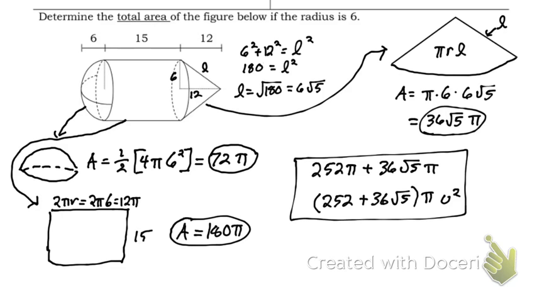Yes, Cam? When do you use the pi times radius times length? Pi times radius times length, whenever you have an area of a cone. That is the formula for area of a cone.